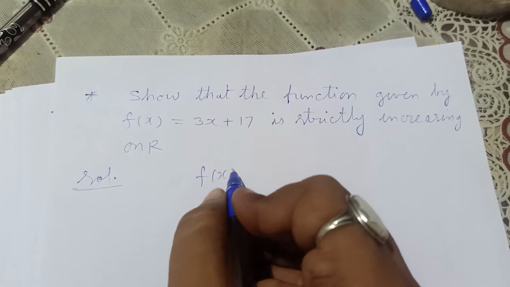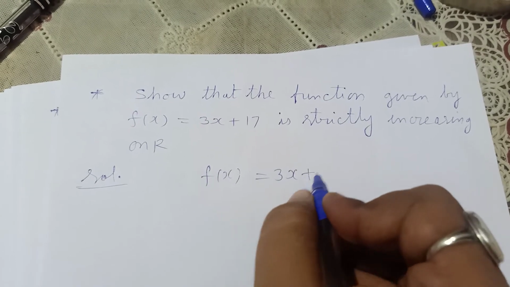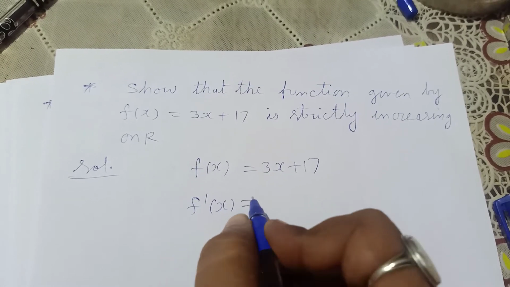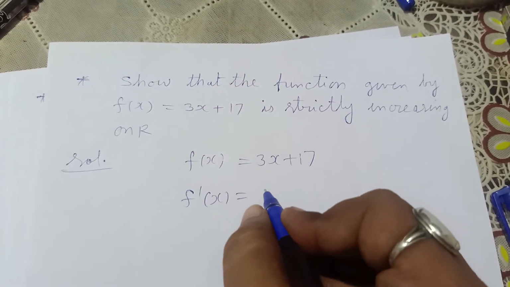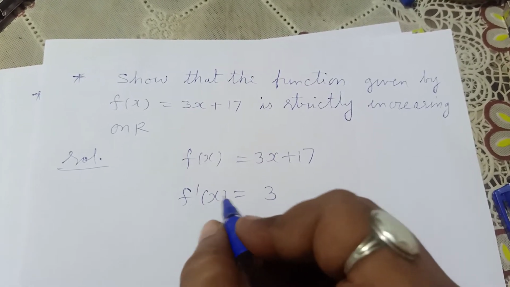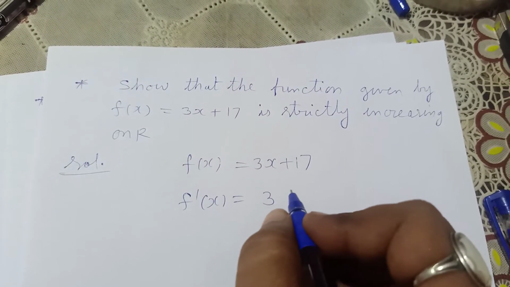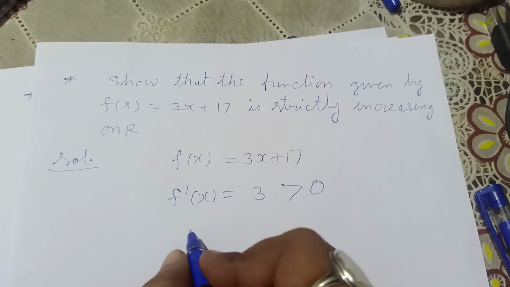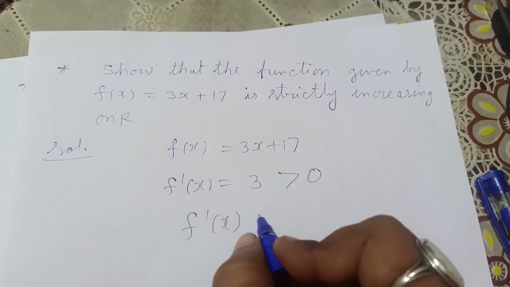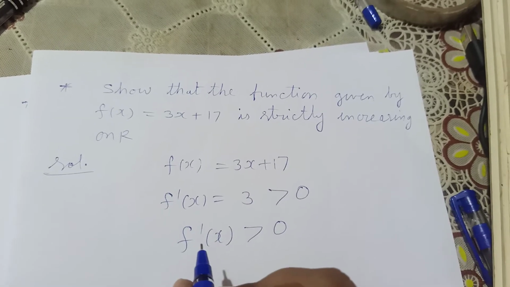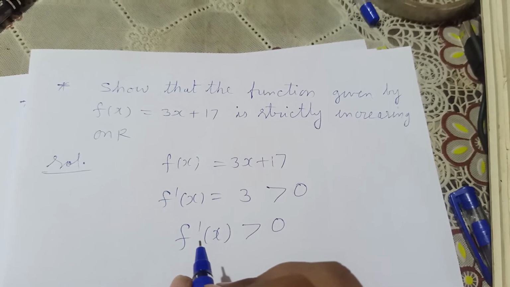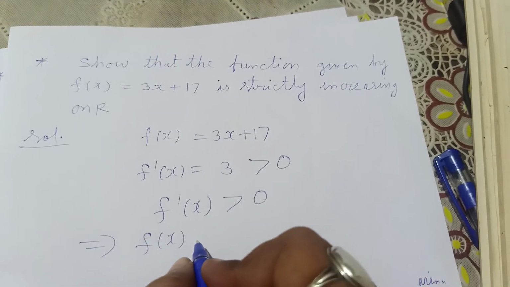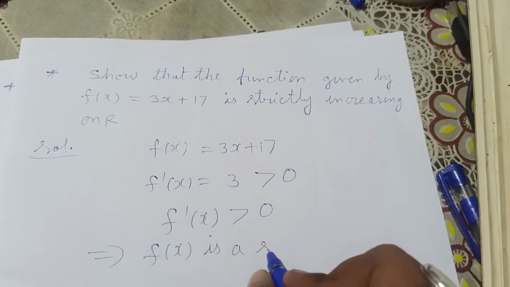Here f(x) equals 3x plus 7. Now differentiating both sides, we will find f'(x) equals the derivative of 3x, which is 3, and 7 is a constant, therefore 0. So f'(x) is equal to 3. Now 3 is a positive number because it is a constant number and it will always be positive. So what we have observed is that f'(x) is greater than 0, and this is the condition for a strictly increasing function. So we can say this implies f(x) is a strictly increasing function.